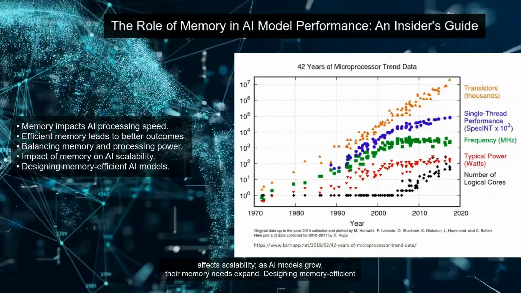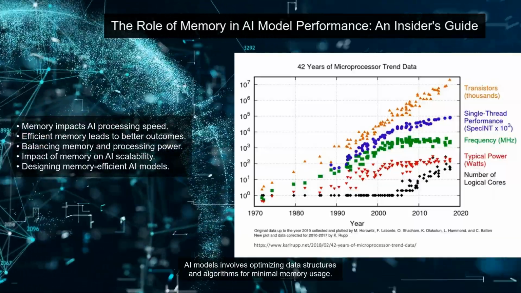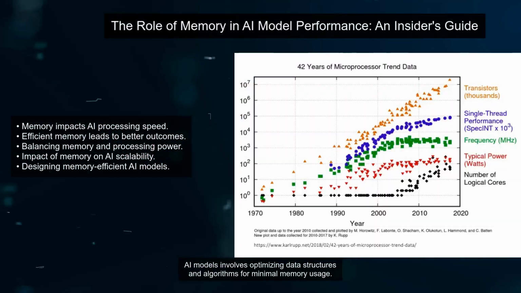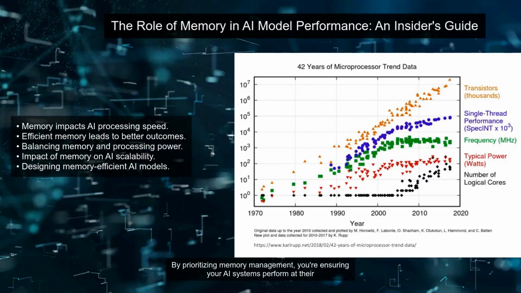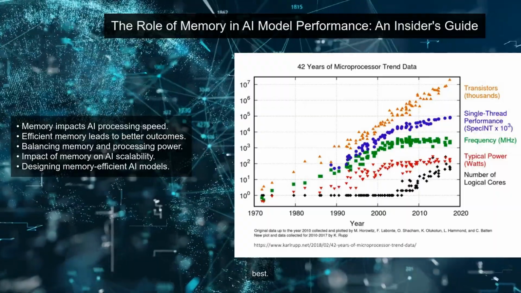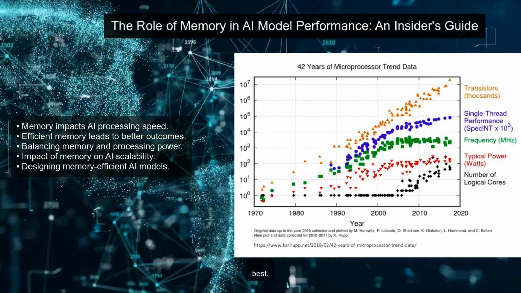Memory also affects scalability. As AI models grow, their memory needs expand. Designing memory-efficient AI models involves optimizing data structures and algorithms for minimal memory usage. By prioritizing memory management, you're ensuring your AI systems perform at their best.